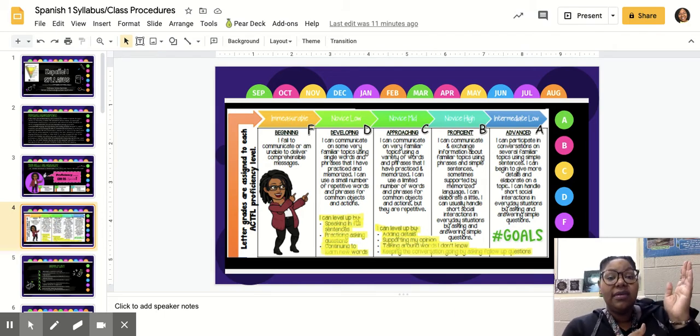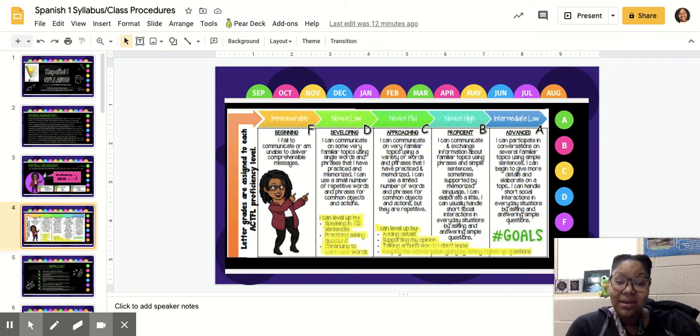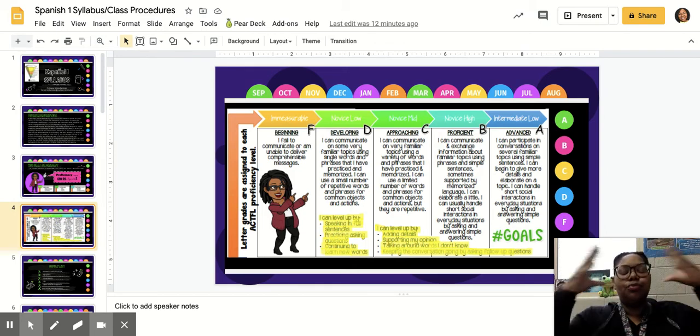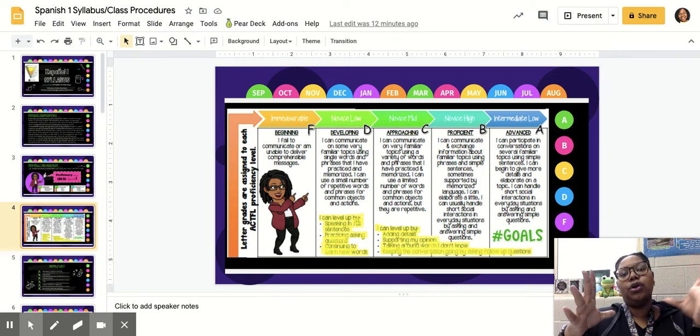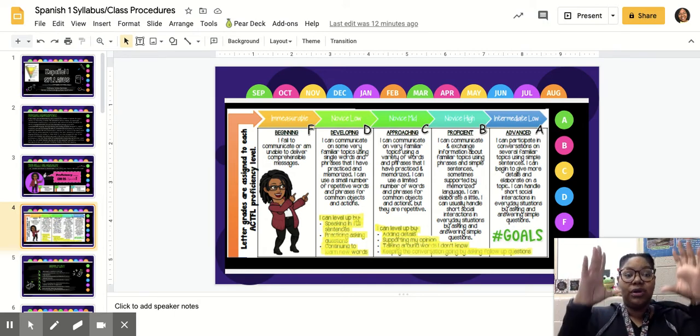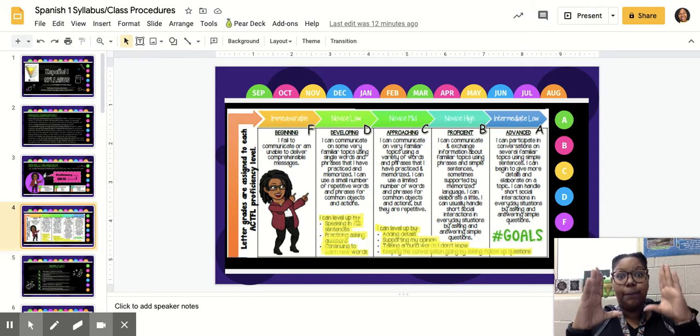Our next level is novice mid, which would be a C in Spanish 1, approaching. I can communicate on very familiar topics using a variety of words and phrases that I have practiced and memorized. I can use a limited number of words and phrases for common objects and actions, but they are repetitive. Okay, and this is where a lot of you are going to be starting off. You're going to learn more and more words, but it's limited. So you're going to be saying the same words over and over again. And realize that this is where you're in a C. This is where you stay in approaching.